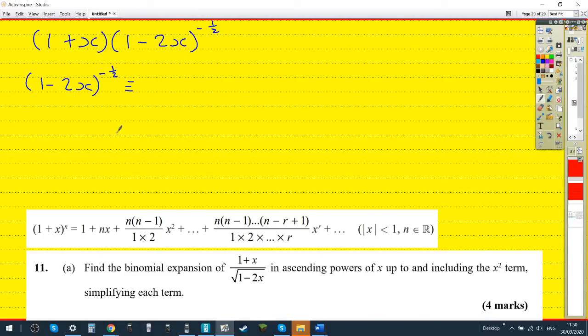So how do we go about this one? Will that then become 1 plus minus a half x, or even minus a half minus 2x? Let me think about this. Okay. 1 plus minus 2. What is n? Minus a half. So that is minus a half times minus 2x. Is that right? Yeah, I think so. Let me think. Okay. Hang on. 1 plus minus a half minus 2x. Let me make sure.